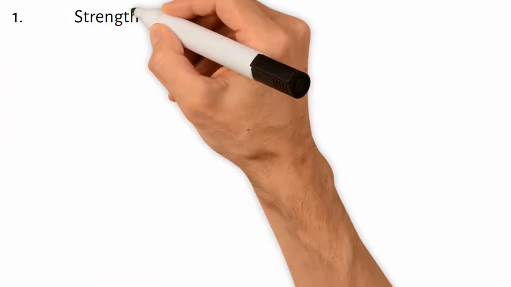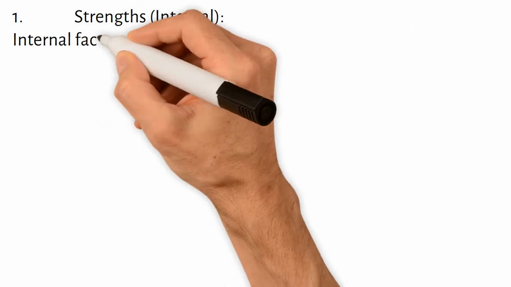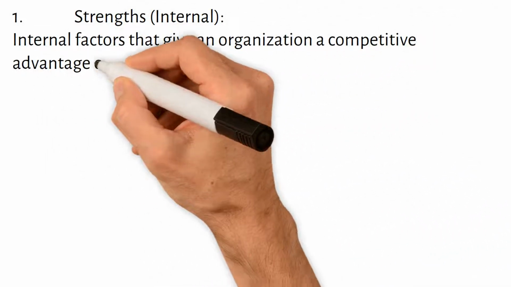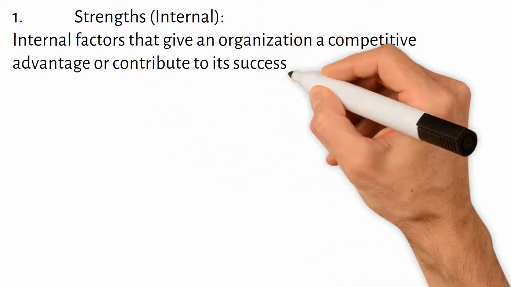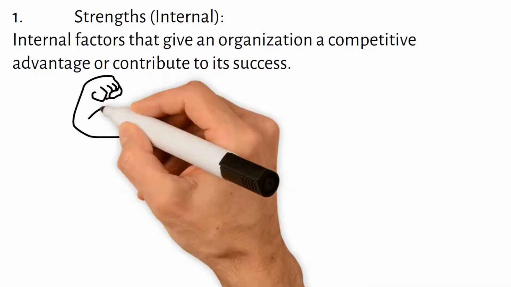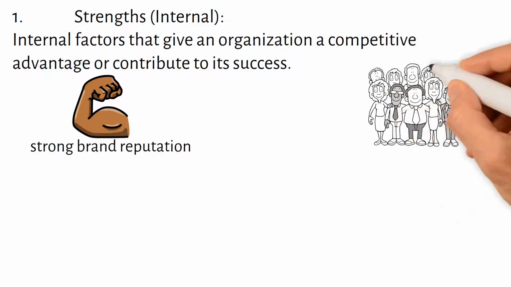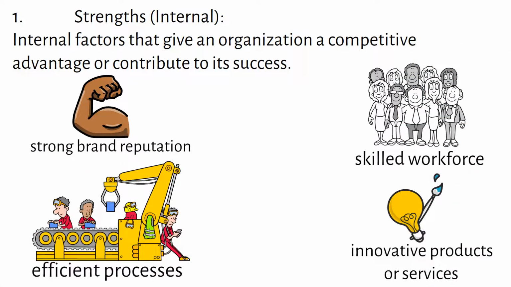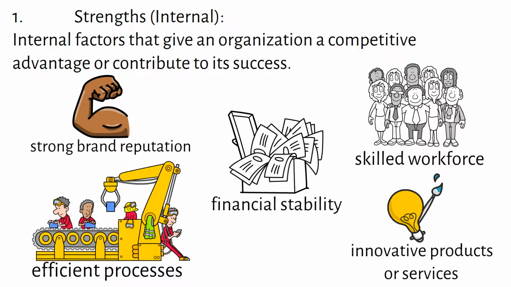Here's an overview of each component. 1. Strengths, internal. Internal factors that give an organization a competitive advantage or contribute to its success. Examples: strong brand reputation, skilled workforce, innovative products or services, efficient processes, financial stability.